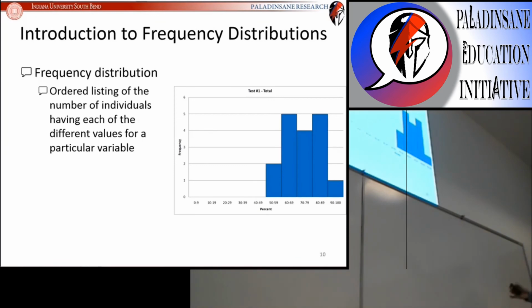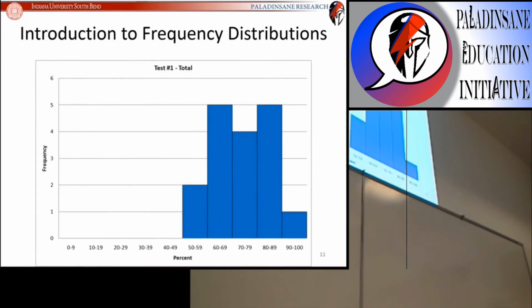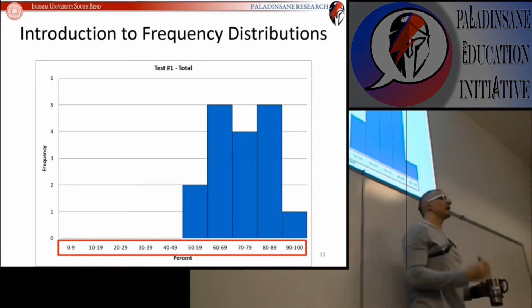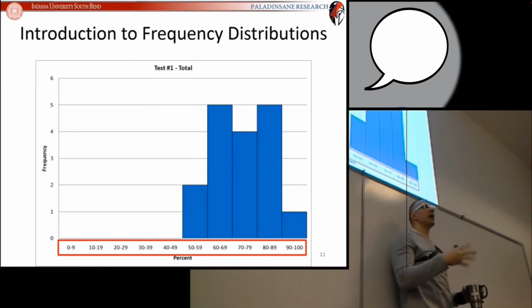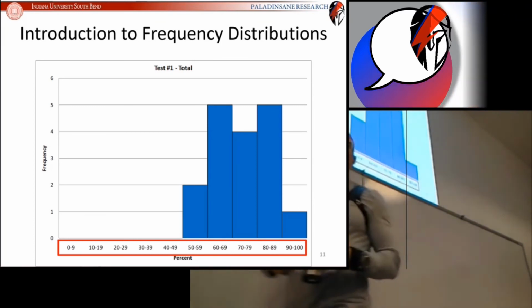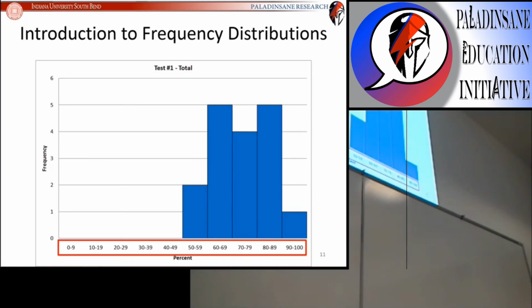So for example, we'll zoom in here. If I gave a test to a group of students and the test was out of 100, this would be a picture of a frequency distribution for that particular test. So in this case, we have all of the possible scores here on the x-axis, and each of these bars represents how many people achieved that particular score. So the first thing that we'll notice is that nobody scored 0 to 9. Nobody scored 10 to 19. Nobody scored 20 to 29. Nobody scored 30 to 39. Nobody scored 40 to 49.